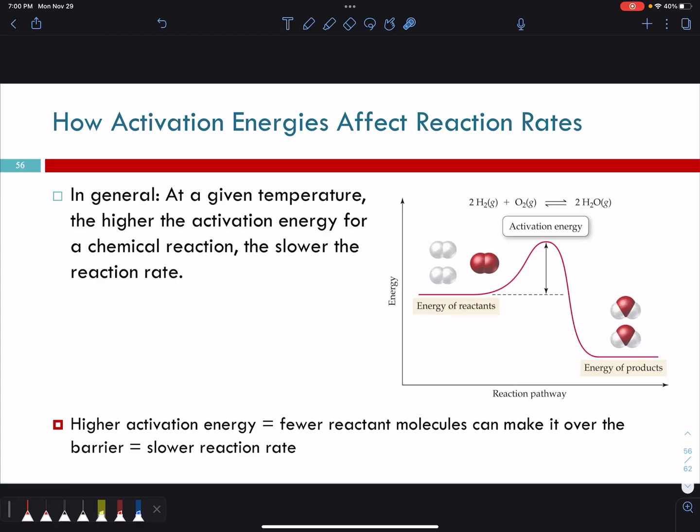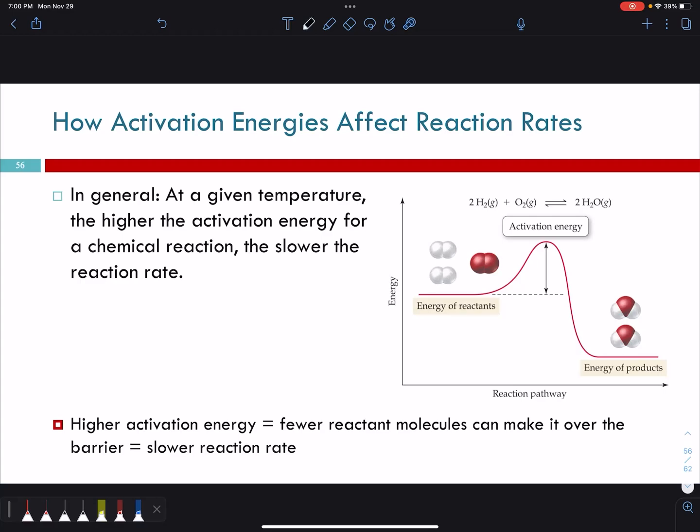So in general, at a given temperature, the higher the activation energy for a chemical reaction, the slower the reaction rate. So if it takes more energy to react, you're going to have fewer particles that have enough energy to react, so it happens more slowly.